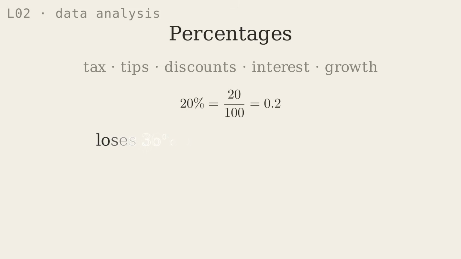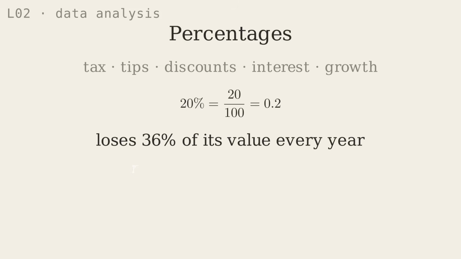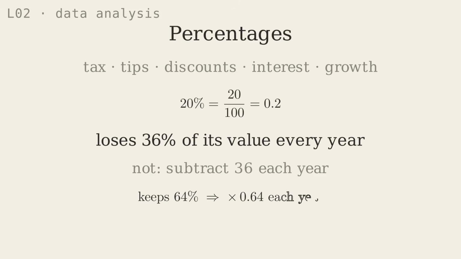However, the SAT often tests percentage change rather than a simple percentage of a number. Suppose a piece of equipment loses 36% of its value every year. A common mistake is to subtract 36 from the value. That is not correct. 36% is not a fixed amount. It is a portion of the current value. If the equipment loses 36%, it keeps 64% of its value. 64% written as a decimal is 0.64. Therefore, each year, the new value is 0.64 times the previous value.